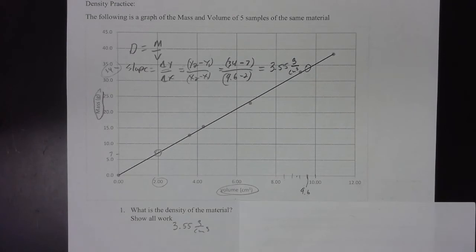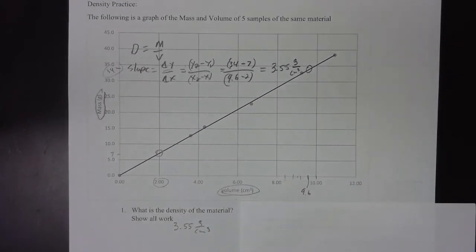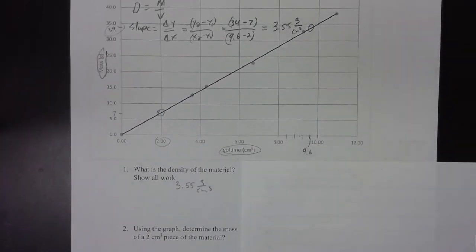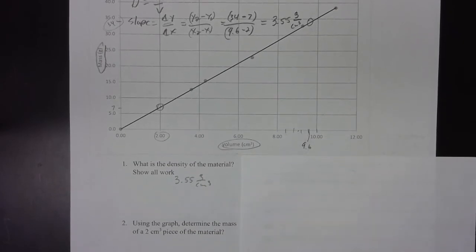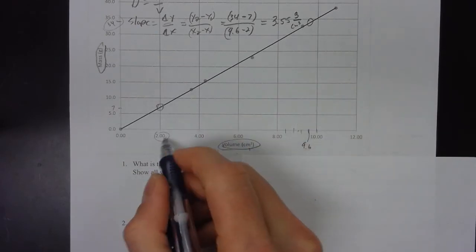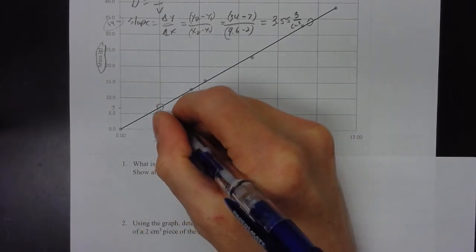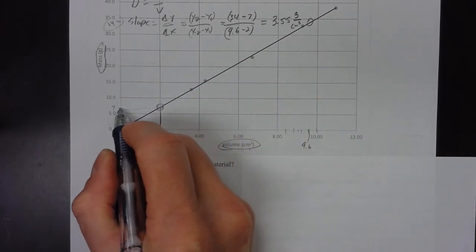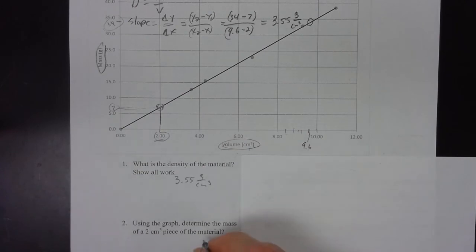All right, that's one question about graphing here. Now the next question asks, using the graph, determine the mass of a 2 centimeter cubed piece of the material. Well, we already did that actually. So we look for the volume of 2. We follow that up to the density line and follow it over to figure out its mass. And so that's 7.0 grams. That's pretty simple because I already did it for my slope.